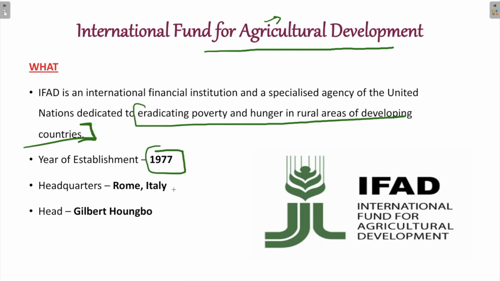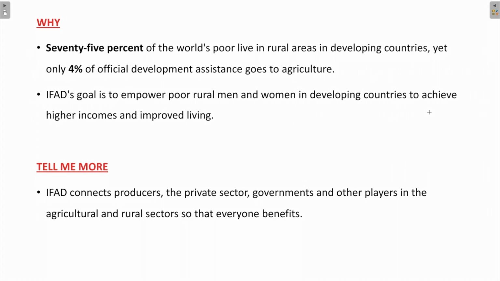So, what is the main purpose of this organization? To eradicate poverty and hunger in the areas of developing countries. An important point to note here is that it is related to development in the developing countries. So, there was a survey which found that 75% of the world's poor live in the rural areas in the developing countries. 75% is a huge number, yet only 4% of official development assistance goes to agriculture. So, only 4% assistance goes to agriculture.